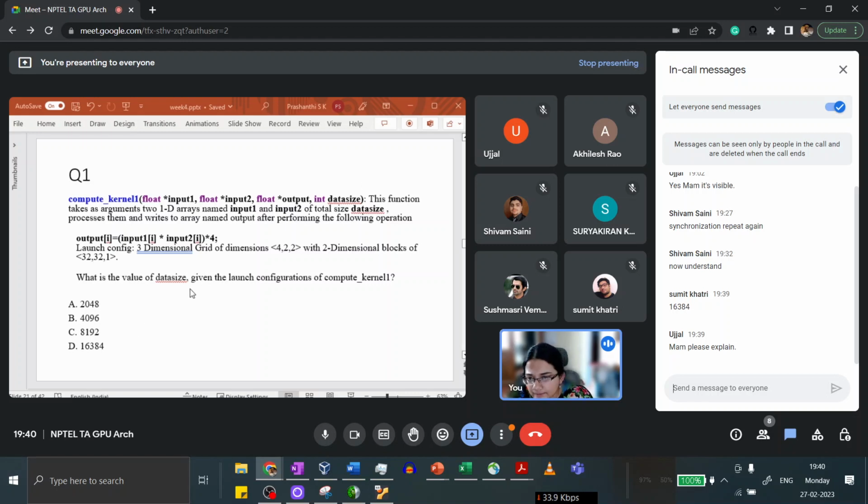And remember that the data size is the total size of the input 1 and input 2 arrays. And you can make that assumption that every thread operates on one point. So what do you need to figure out this total size? That's the question.